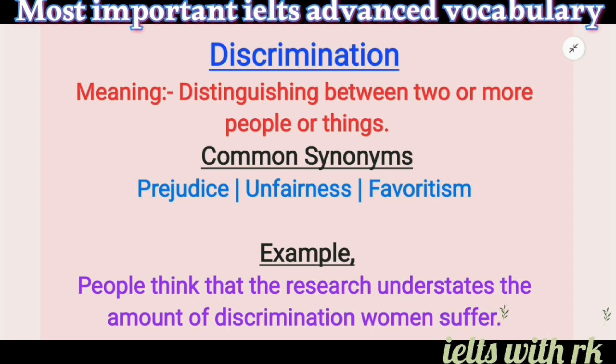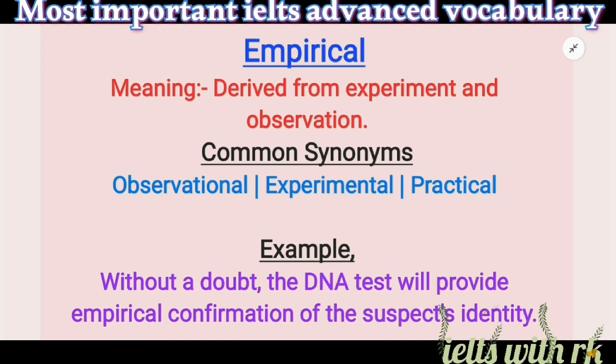Discrimination. Distinguishing between two or more people or things. Prejudice. Unfairness. Favoritism. People think that the research understates the amount of discrimination women suffer. Empirical. Derived from experiment and observation. Observational. Experimental. Practical. Without a doubt, the DNA test will provide empirical confirmation of the suspect's identity.